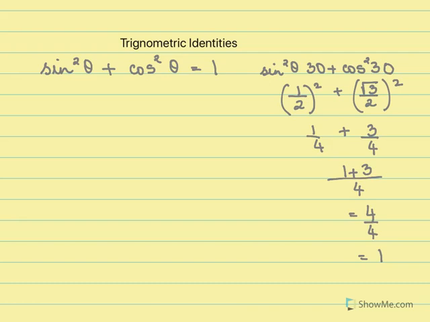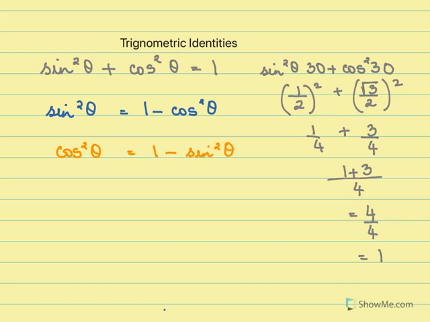So sine square 30 plus cos square 30 is 1. This stands for all angles. Sine square theta plus cos square theta is always equal to 1. From here we can get two more expressions. Suppose I want to know what sine square theta is: it will be 1 minus cos square theta. So you have got to remember this. I've just taken the cos square on the other side. Now what will be cos square theta? 1 minus sine square theta.